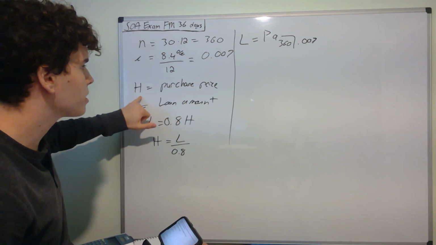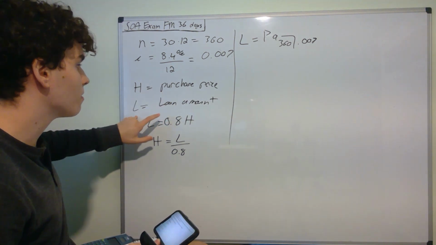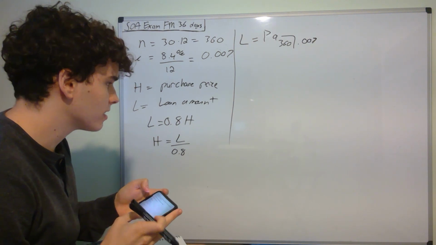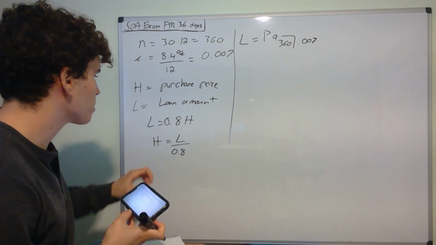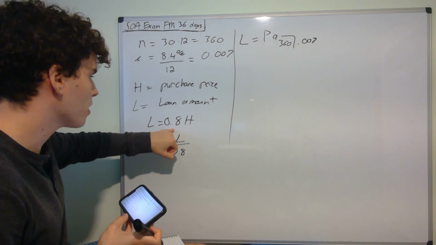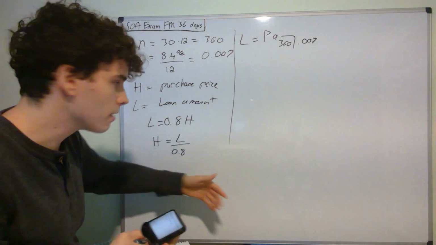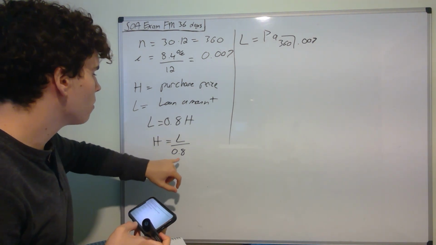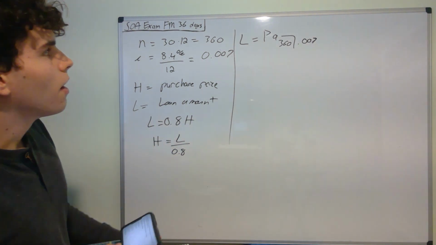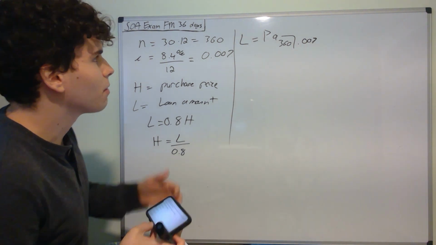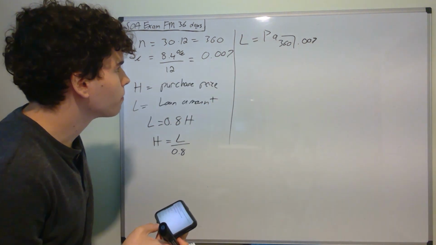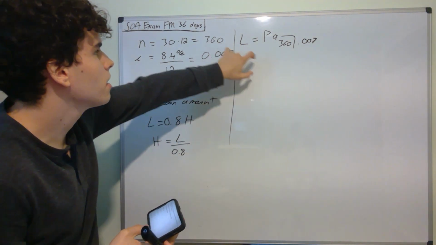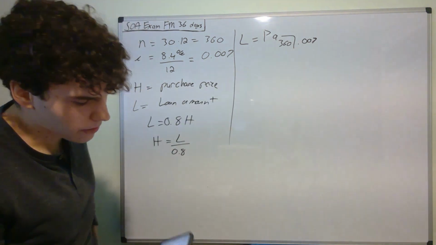I'm going to label H to be the purchase price of the home and L to be the loan amount. At the very beginning it says that Barb put 20% down. So the original purchase price times 0.8, because that's the other part of the 20%, equals the loan amount. We can rearrange this so H is the loan amount over 0.8. Then we can set up our equation: the loan amount equals the payment times a angle 360 at the effective rate of 0.007.